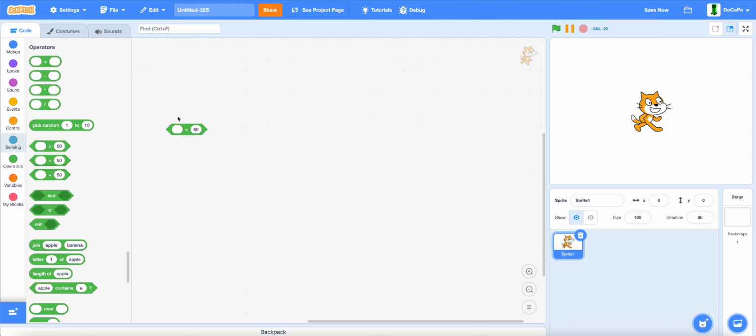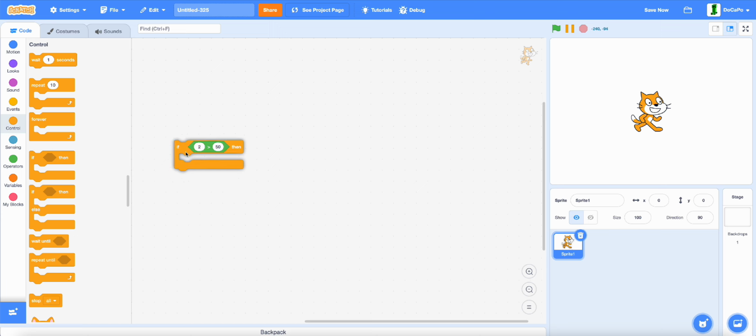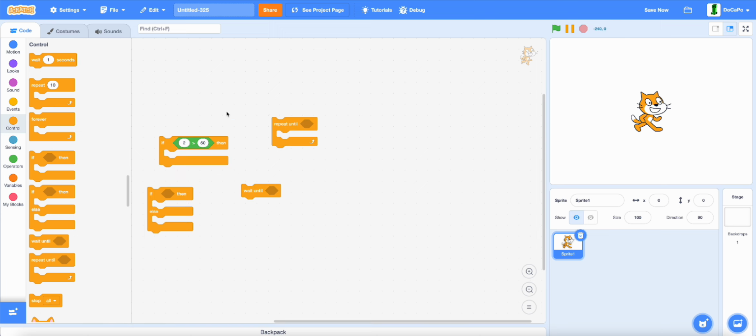Then we have the greater than block, which is, if this is greater than that, it will be true, but if this is less than that, it'll be false. And this can be used for if blocks, if elses, wait untils, and repeat untils like that.